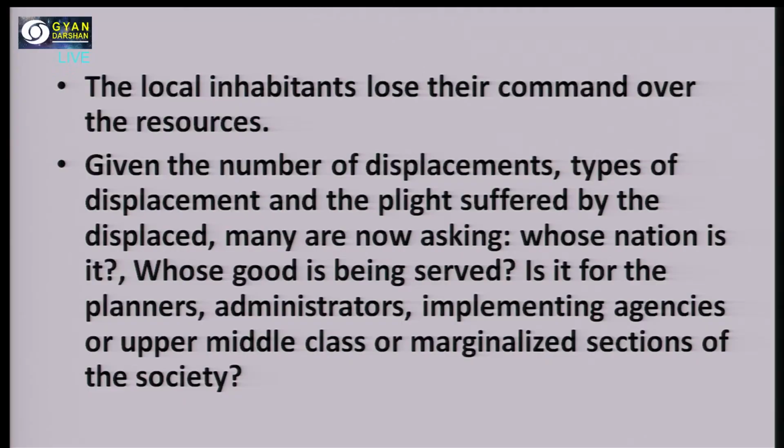Going ahead, we also see that the local inhabitants lose their command over the resources, because once they are displaced, they have no command over the local resources. Given the number of displacements, types of displacement, and the plight suffered by the displaced, many are now asking, whose nation is it? Whose good is being served? Is it for the planners, the administrators, implementing agencies, or upper middle class, or the marginalized sections of the society? So this means that, as mentioned, when we talk about displacement, it is primarily for the people belonging to the poorer section of the society.